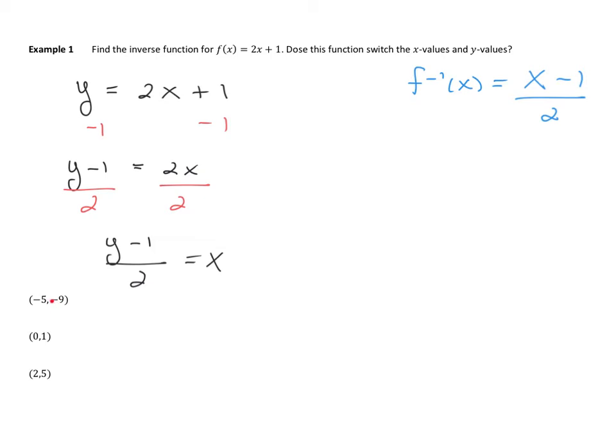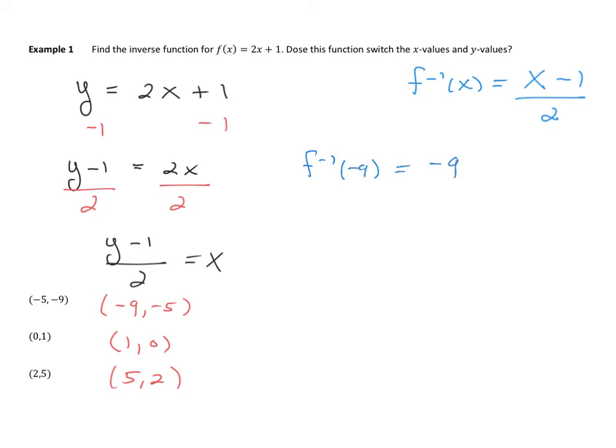If you recall, these points were on the original function f, and we claimed that on the inverse, you'd have negative 9, negative 5, 1, 0, and 5, 2. Are these points on this equation? Let's start by checking this one here. Is in fact f inverse of negative 9 equal to negative 5?